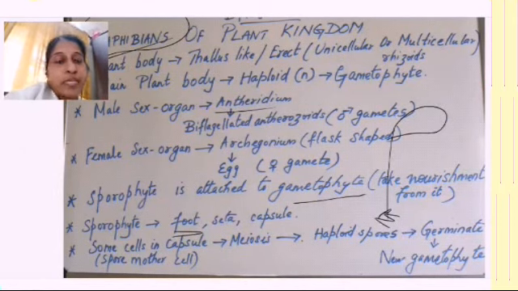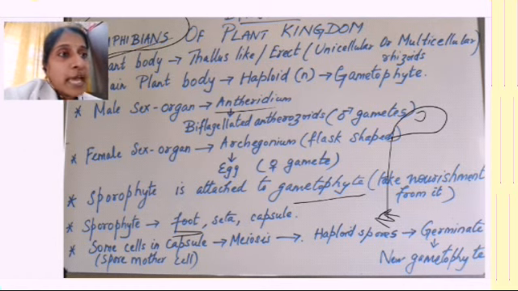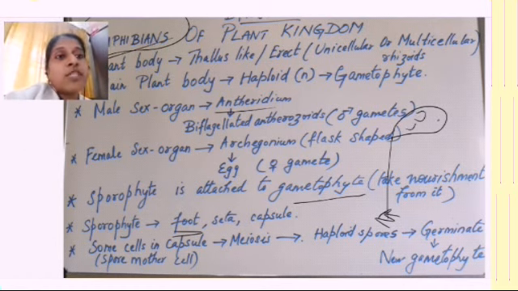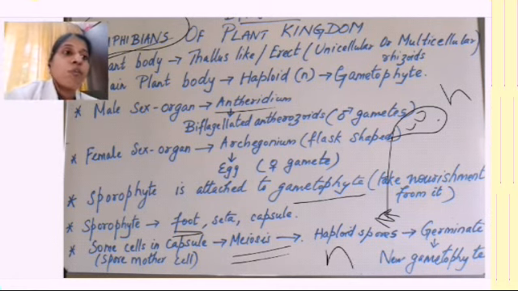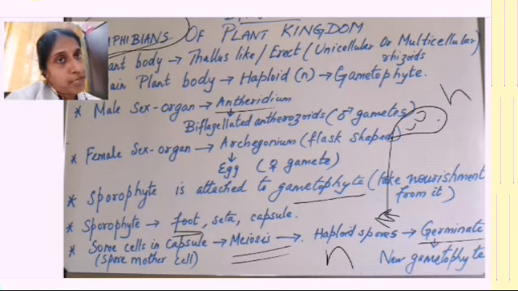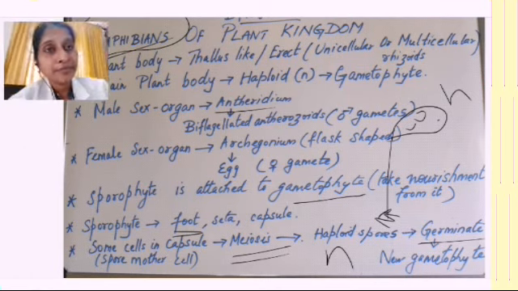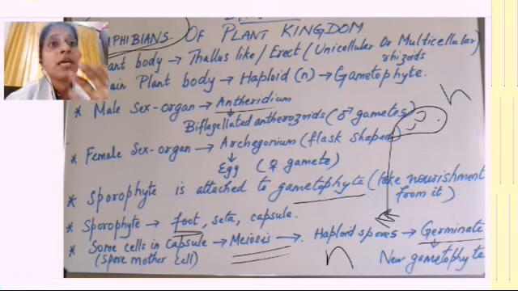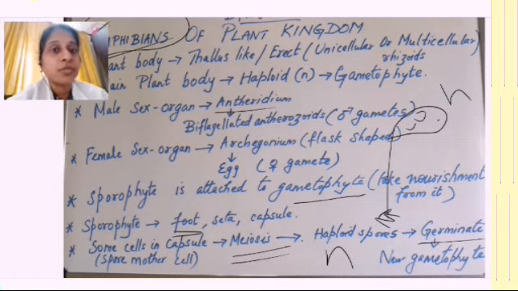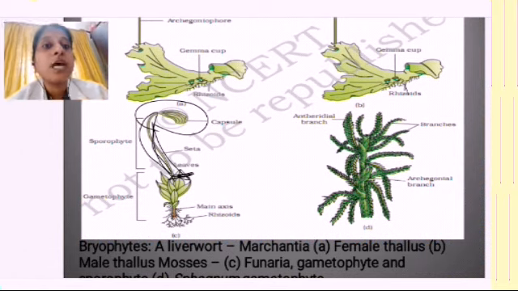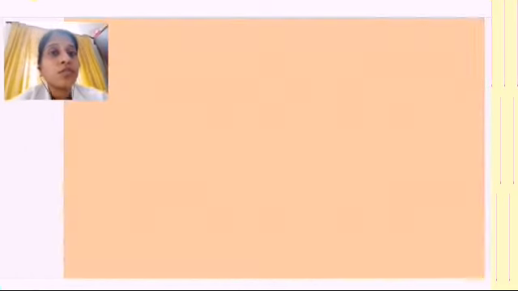Now some cells in the capsule will be undergoing what division? They will be undergoing meiosis, and they will produce spores. The spores will germinate into a new gametophyte. And again in the gametophyte you can find male and female are fusing. They are resulting in the formation of the sporophyte. In the sporophyte again meiosis is taking place and the cycle is continued. Is that clear? Yes. So this is regarding the characteristic features of bryophytes.